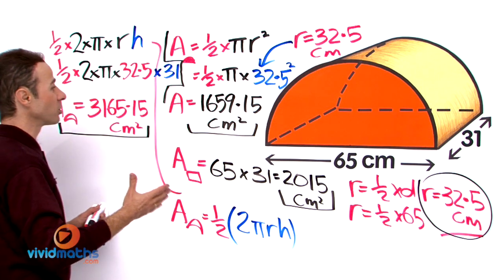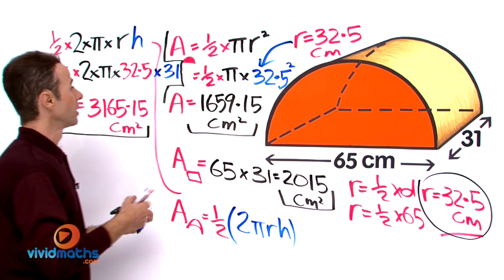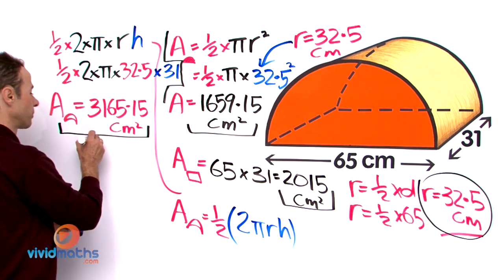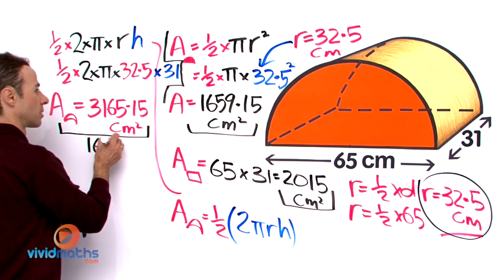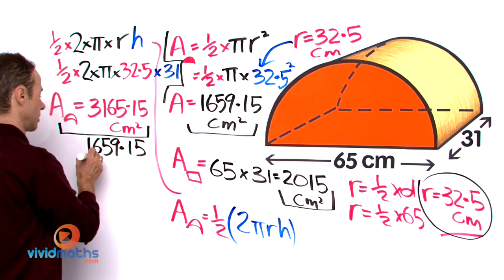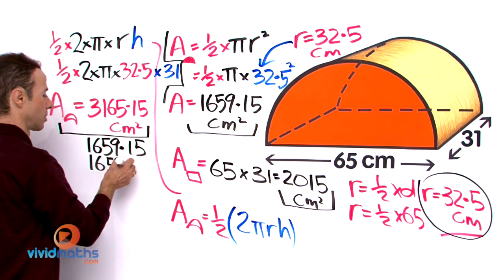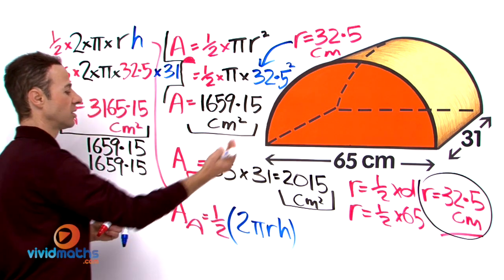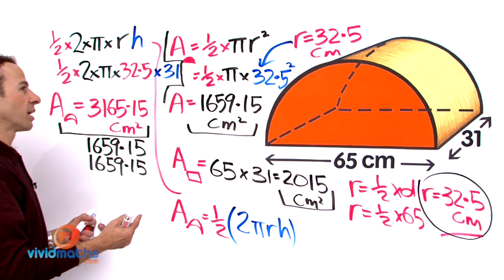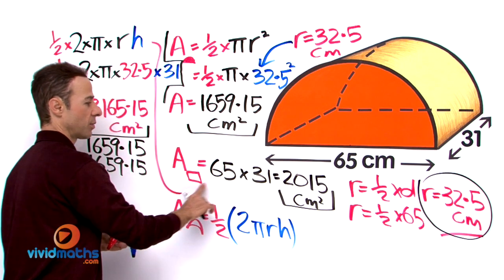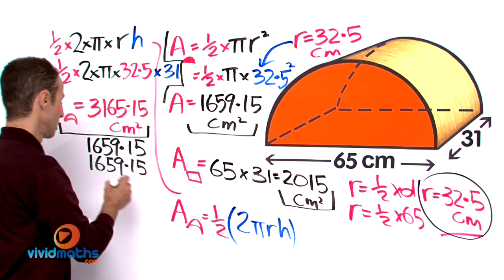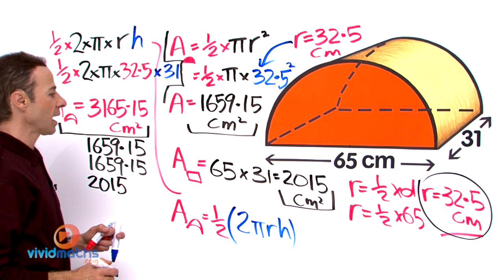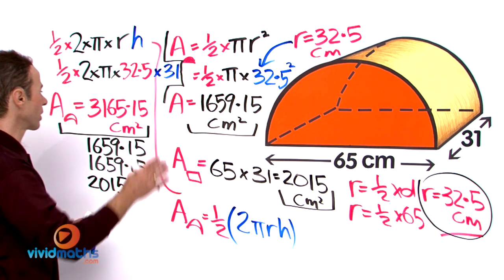So let's add them all together. We are adding this one here times 2, so we'll write that down twice. There's the 2 semicircular areas. Then the base underneath, the rectangular base, if you remember. And then we have the curved surface, which we worked out just up here.